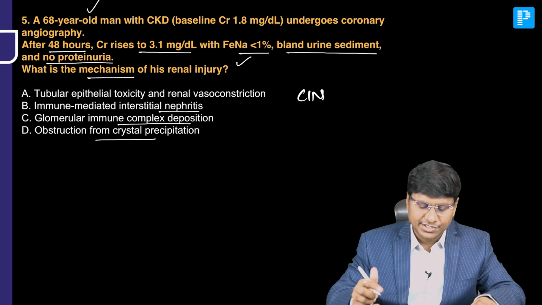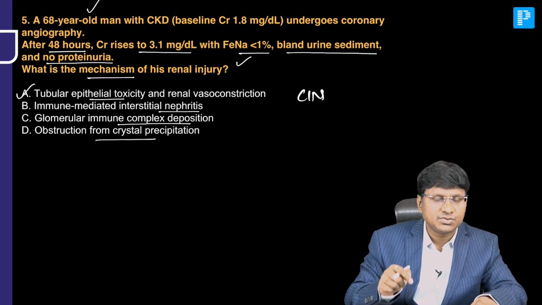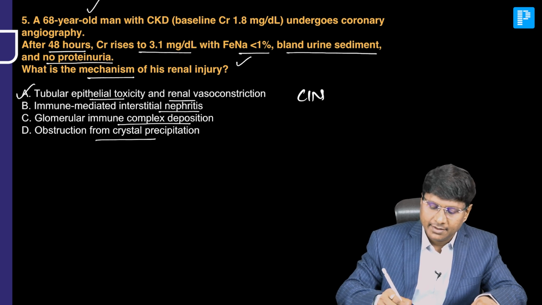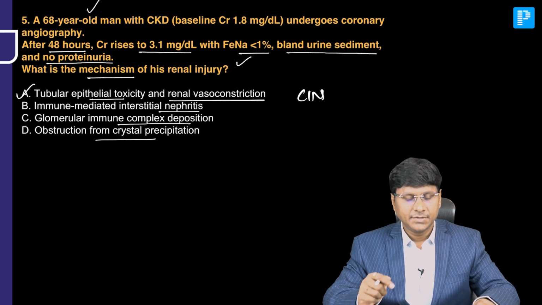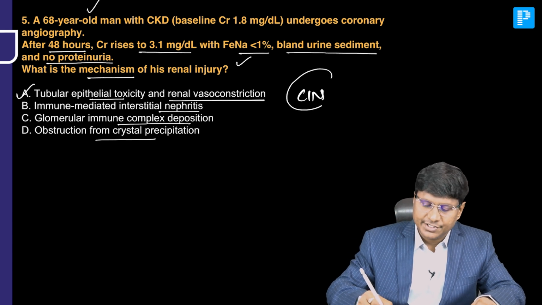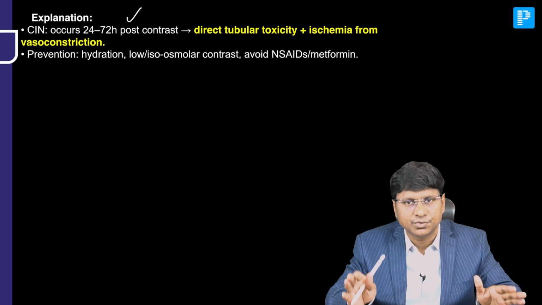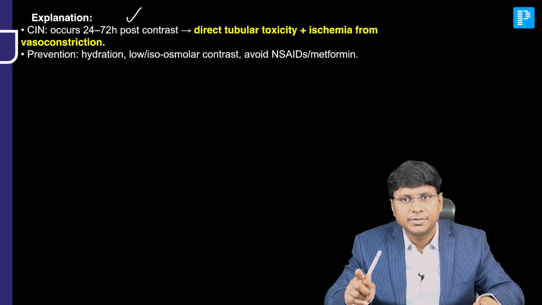In contrast-induced nephropathy, you have the contrast material. That contrast is associated with tubular epithelial toxicity and renal vasoconstriction. Tubular epithelial toxicity and renal vasoconstriction. And this contrast-induced nephropathy occurs 24 to 72 hours after exposure to contrast. This will cause direct tubular toxicity, and ischemia will result from vasoconstriction.